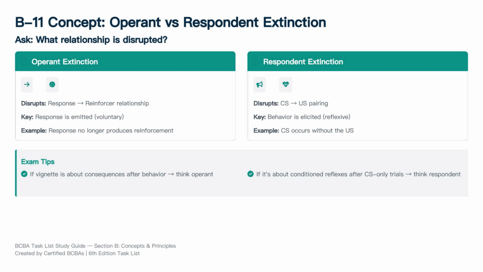Here's the shortcut that saves points. Ask, what relationship was disrupted? If the stem is about consequences after a behavior and the response used to produce reinforcement, you're breaking the response-reinforcer relationship, operant extinction. If the stem is about a conditioned reaction weakening because the CS happens without the US, you're breaking the CS-US pairing, respondent extinction. And the vignette clues usually make that difference obvious once you look for it.